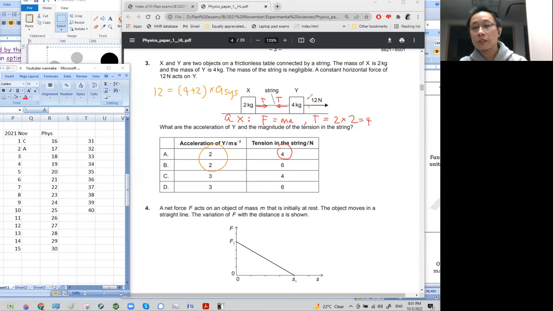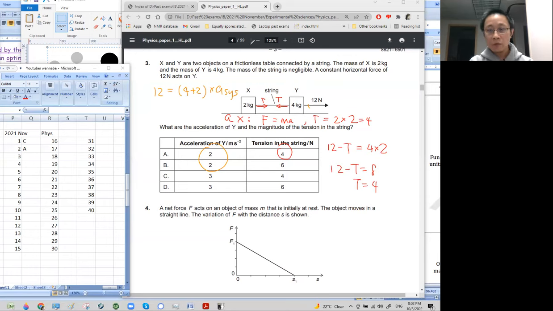And if you decide to use mass y, which is more complicated, you should get the same answer. You have a forward pull of 12 newtons being partially countered by the backward tension. So the difference should correspond to the resultant force that y experiences. And then, not surprisingly, the final answer is still the same.